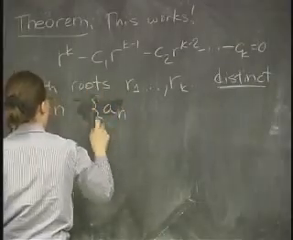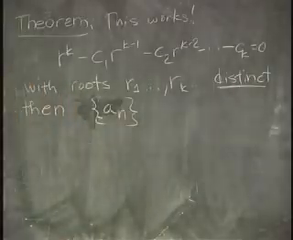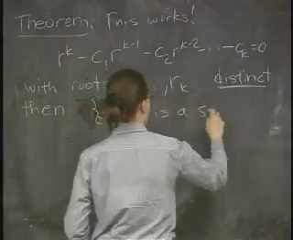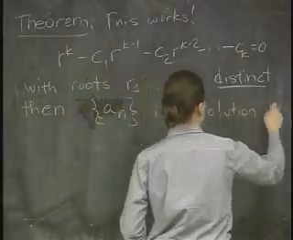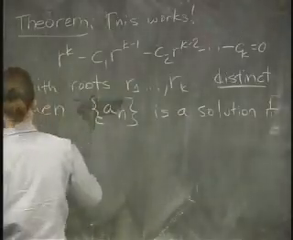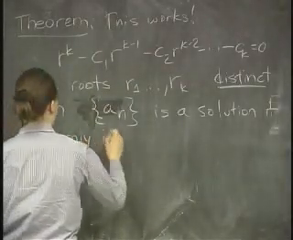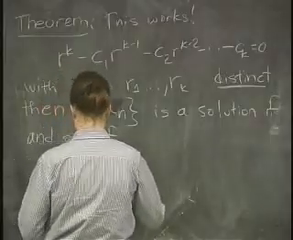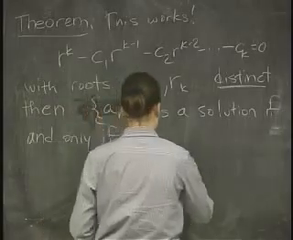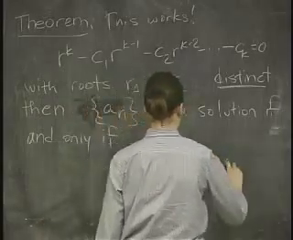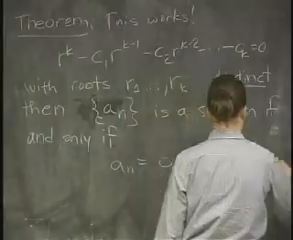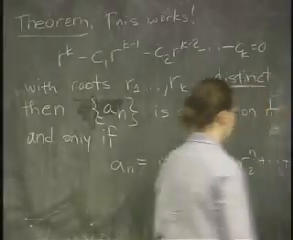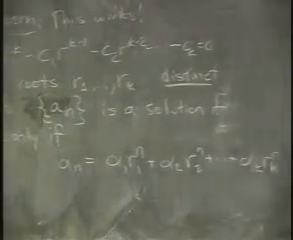The sequence a_n is a solution to this recurrence relation if and only if a_n is equal to alpha 1 r1 to the n plus alpha 2 r2 to the n plus, and so on, plus alpha k rk to the n, where the alpha i's are constants.